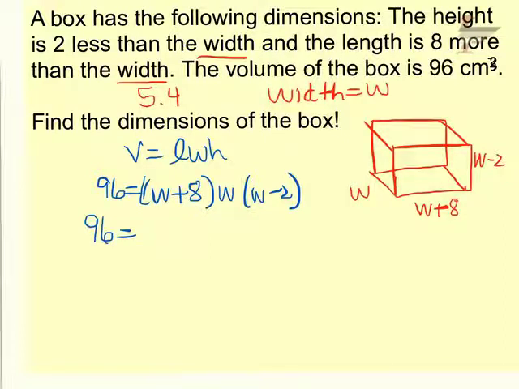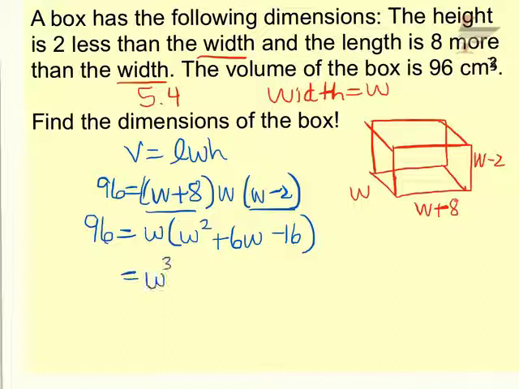I'm going to take W plus 8 times W minus 2 first. So I'm going to multiply these out, FOIL those out. So W squared, that's going to be plus 8 minus 2, so plus 6W minus 16, and then distribute that W through, so W cubed plus 6W squared minus 16W, and I'm going to go ahead and subtract over that 96 while I'm at it. So now I have a cubic function, but I also have 4 terms.